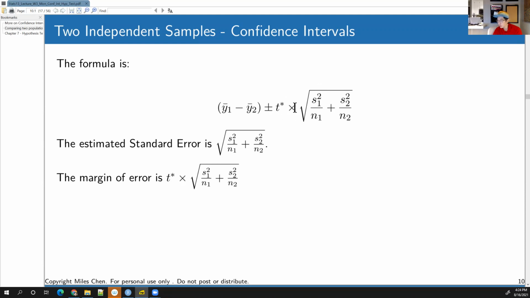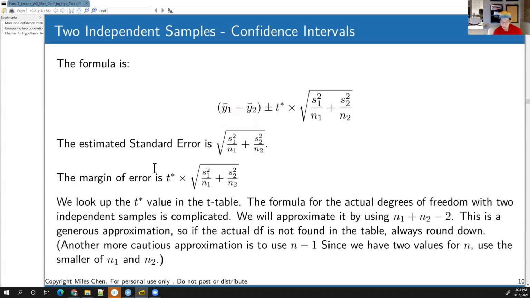And then when you multiply the standard error by your critical value T star, that becomes your margin of error. This entire part that goes plus or minus is going to be the margin of error. Okay, whereas the difference between your two sample means, y bar 1 minus y bar 2, is going to form the center of your interval.